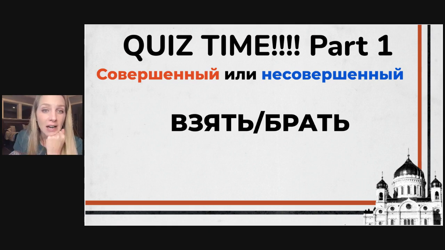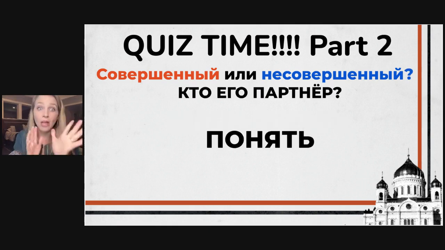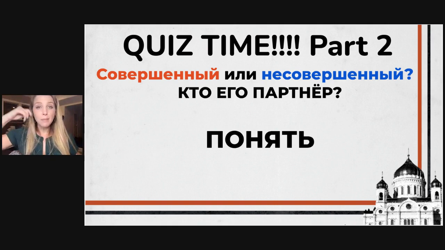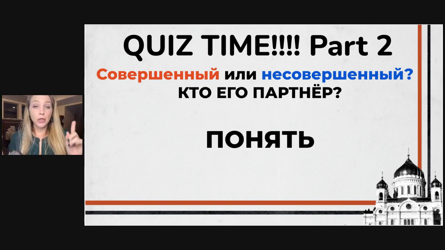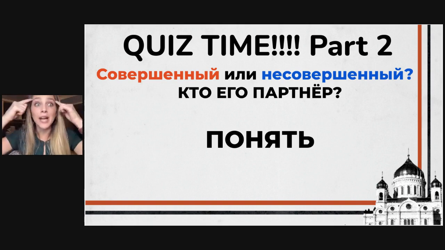Okay, next partnership. Now actually we have leveled up. First, you have to look at the verb. Tell me, is it совершенный or несовершенный? Then you have to come up with who its partner is. Oh, brutal, right? But this is the kind of thing your brain needs to be doing to become fluent in Russian. Your brain needs to do this on autopilot.